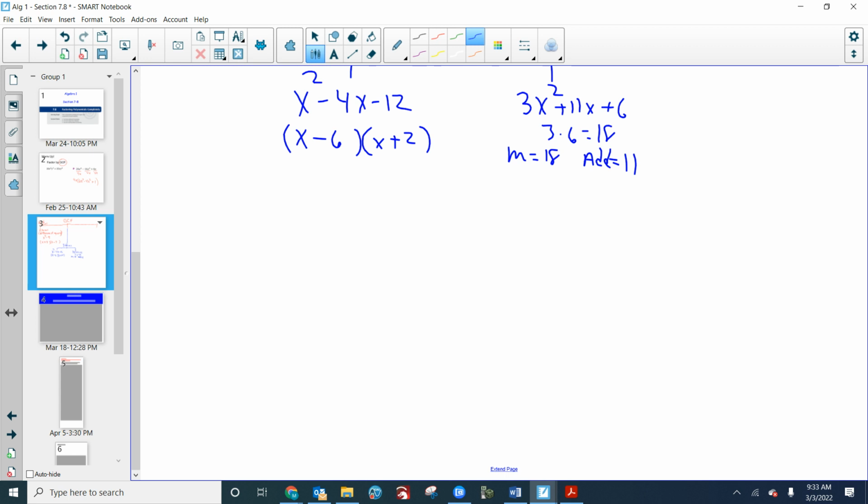Guys, what are my two numbers? What multiplies to 18 and adds to 11? Anybody tell me? Dorian? 9 and 2. Is everybody good with that? Okay, so we rename that. What do you want to put first, the 9 or the 2? Because I got 3 here, 6 over here. Doesn't it make sense to put 9x first? So here we go. So 3x squared plus 9x plus 2x plus 6. These are a pain sometimes.